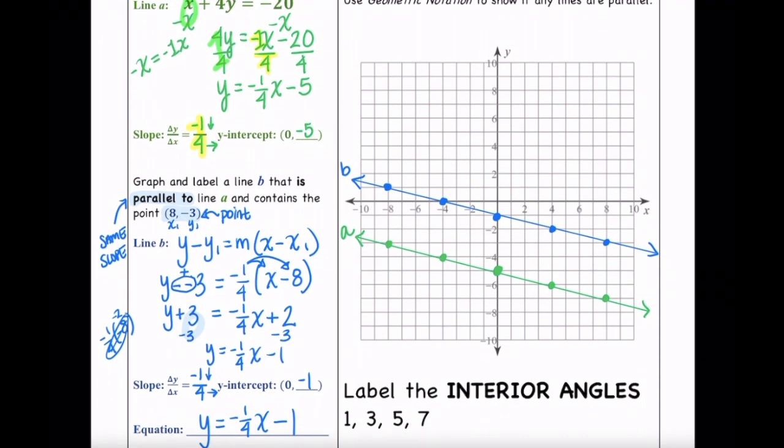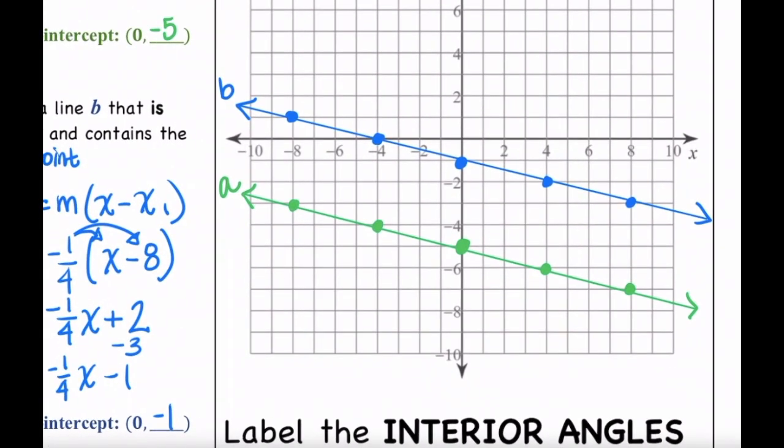Well, yeah, we definitely have parallel lines because we created line B so that it was parallel to line A. So let's go in and put our notation to show that these two lines are parallel. So let's see. This time around, I'm going to go ahead and put 3 arrows on line A. We're going to go crazy here.